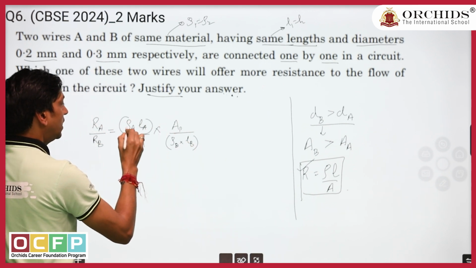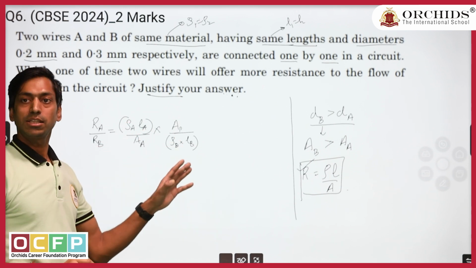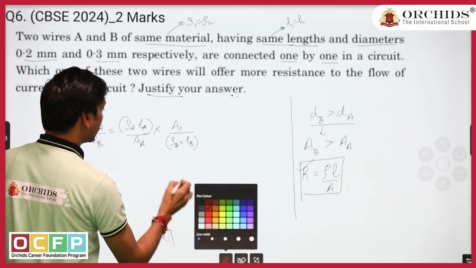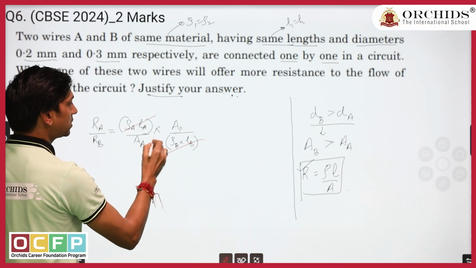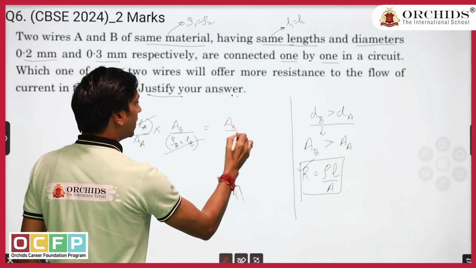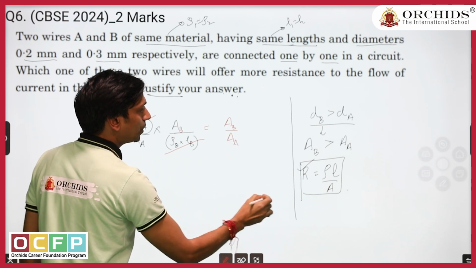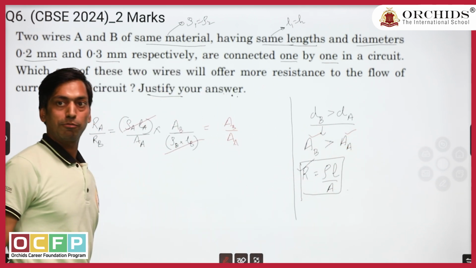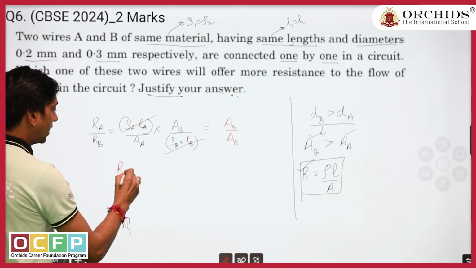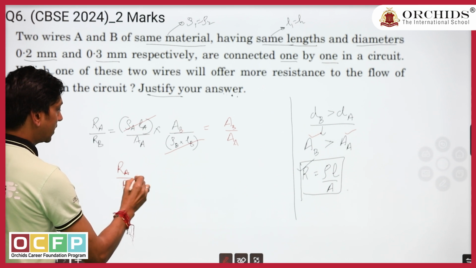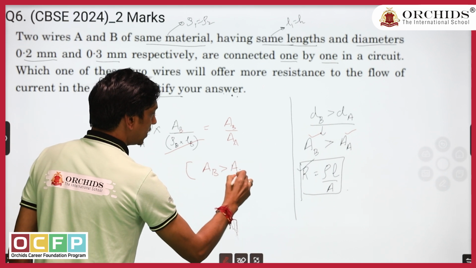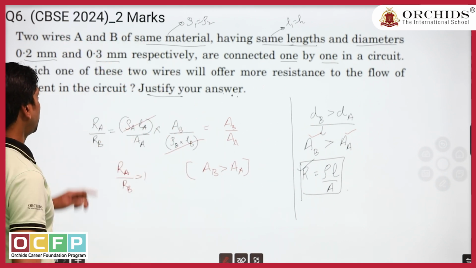And we know that resistivity and length are both the same, so the product will also be the same. So we can cancel this out. This will cancel with this. So we are finally left with the area of wire B divided by the area of wire A, and we know that the area of wire B is greater than the area of wire A. So this ratio will be greater than 1. So I can say that RA upon RB will be greater than 1. Why? Because the area of wire B is greater than the area of wire A, because the diameter of wire B is more.